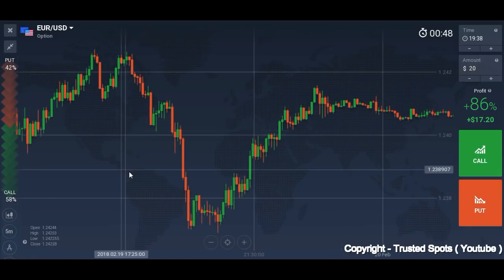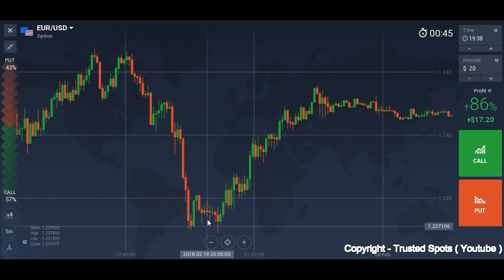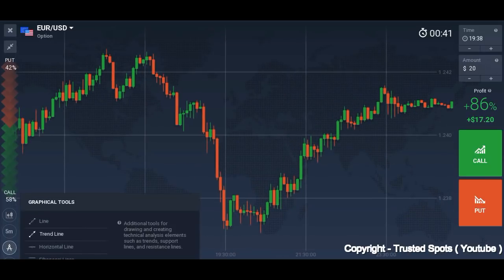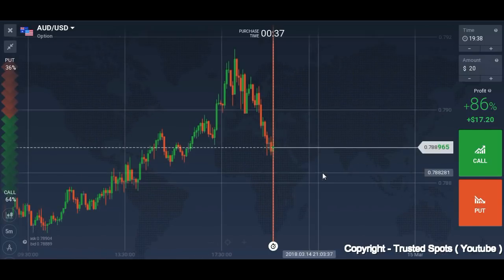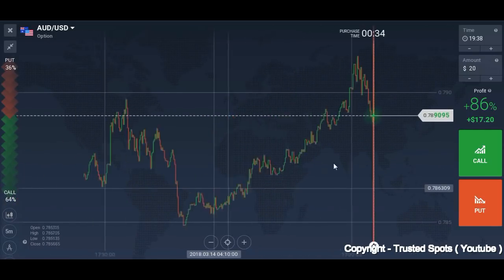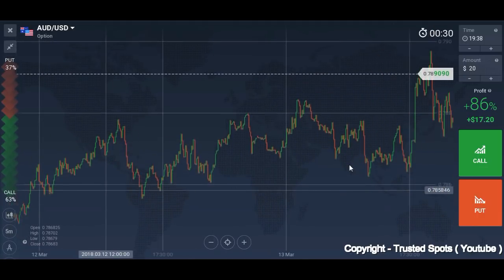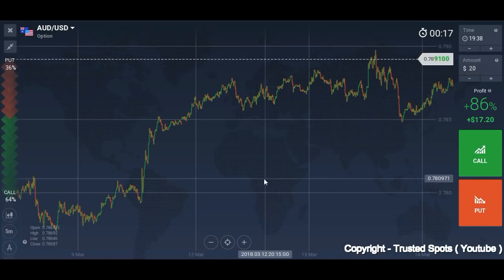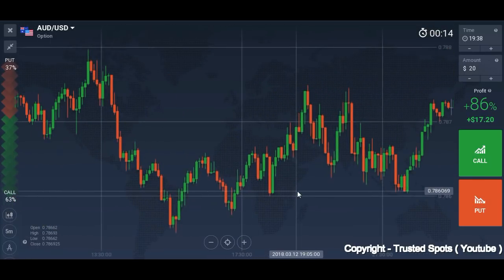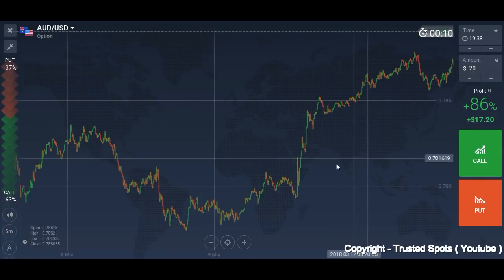So let me take one more example. As you can see, this is the highest point and this is the lowest point. Let's take one more. Okay, now let's change the chart. I am at AUD USD. And one more thing: if you are using Fibonacci levels, try to use them in a trending market. Using them in a ranging market will not make you a good trader. So always try to take trades using Fibonacci when there is a trending market.